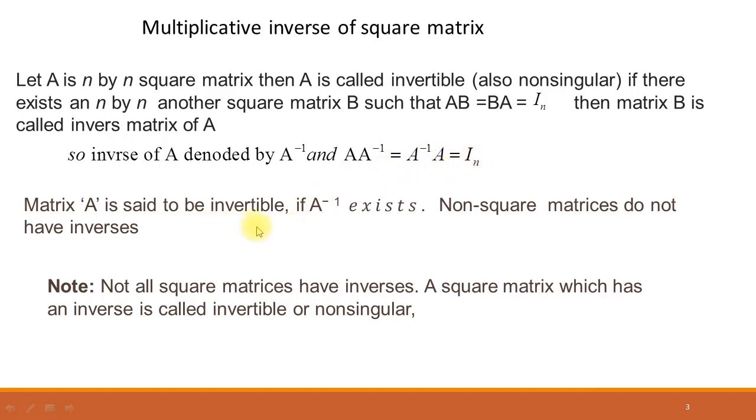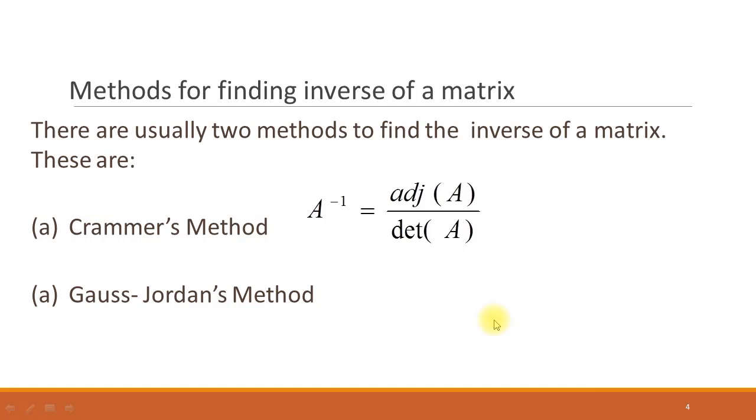Matrix A is said to be invertible if the inverse of the matrix exists, and non-square matrices do not have inverses, and not all square matrices have inverses. A square matrix which has an inverse is called invertible or non-singular. After that we have discussed that we can find the inverse of a matrix by two methods, in which one method is the Cramer method. In the Cramer method we can find the inverse of a square matrix A by the determinant of the matrix A and the adjoint of matrix A.